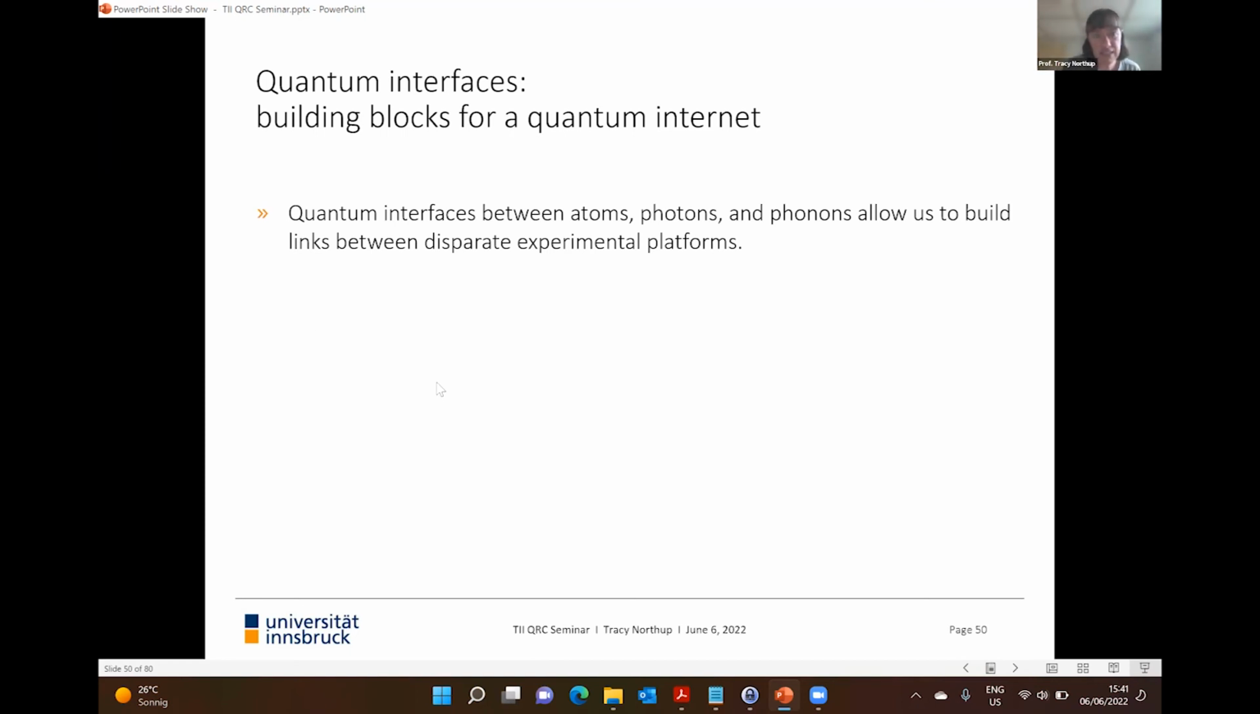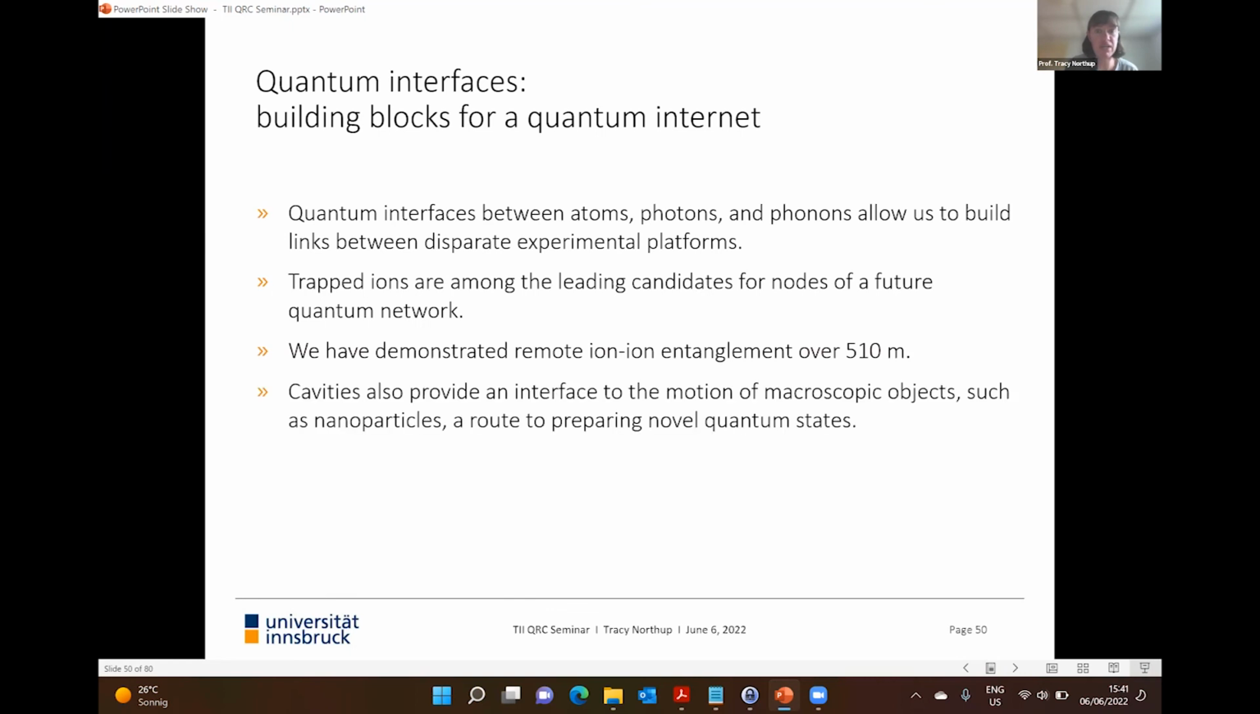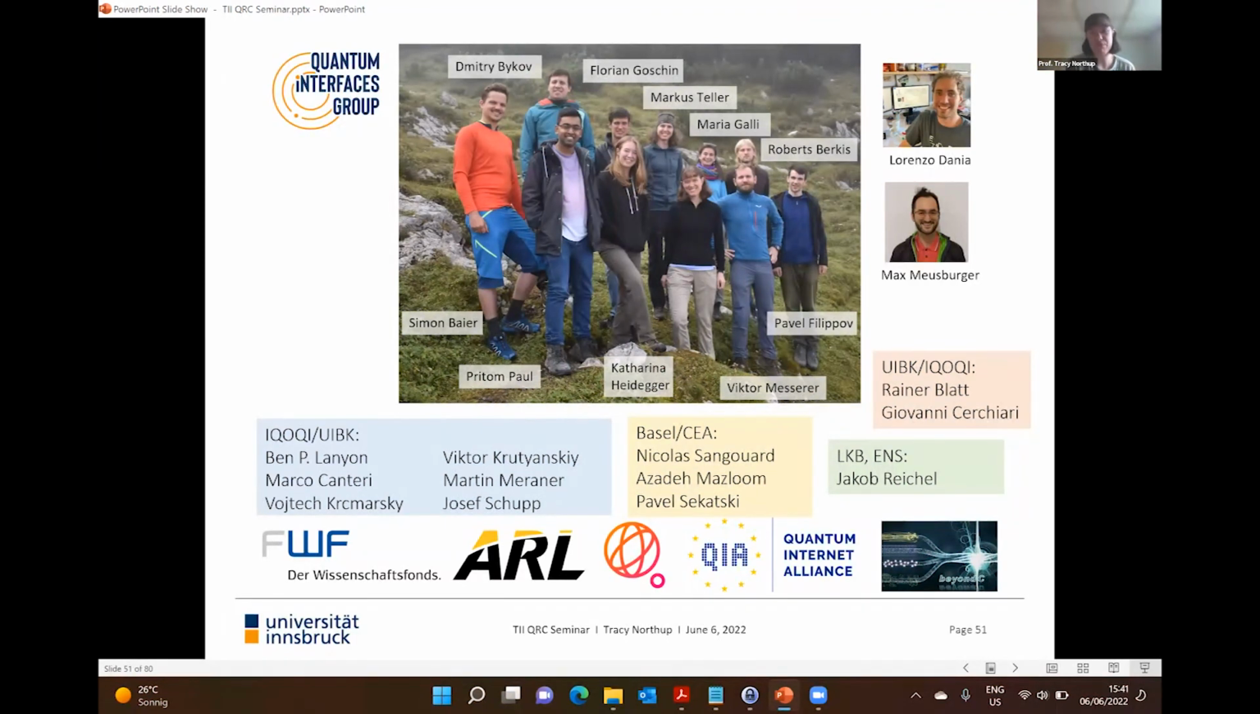And trapped ions are one of the leading candidates for nodes of a future quantum network. I've described to you that recent demonstration of ion entanglement over 510 meters of optical fiber between two buildings. And I've also motivated optical cavities as an interface to the motion of macroscopic objects such as nanoparticles, which can provide a route to preparing novel quantum states. So with that, let me wrap up and show you the people who've been working very hard on this project.